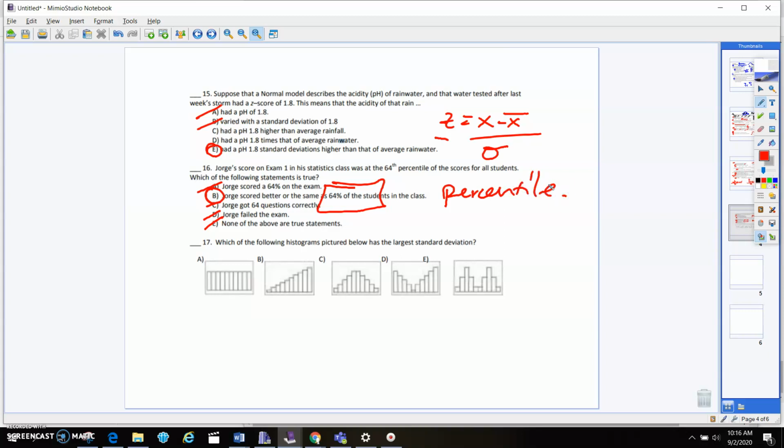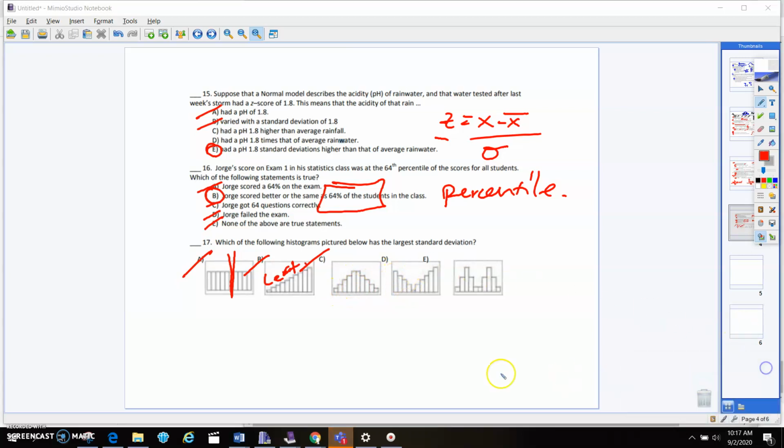Okay? Which of the following histograms pictured below has the largest standard deviation? Okay, so let's look at this first picture. From the mean, how much does it vary? Well, it's all the same across, so A is not going to work. Okay? For B, it's skewed left. Okay, does it have a really high standard deviation or largest standard deviation? No, not really. Okay. For normal distribution, it doesn't have a large standard deviation because it's normal, right? So it's not really that big.